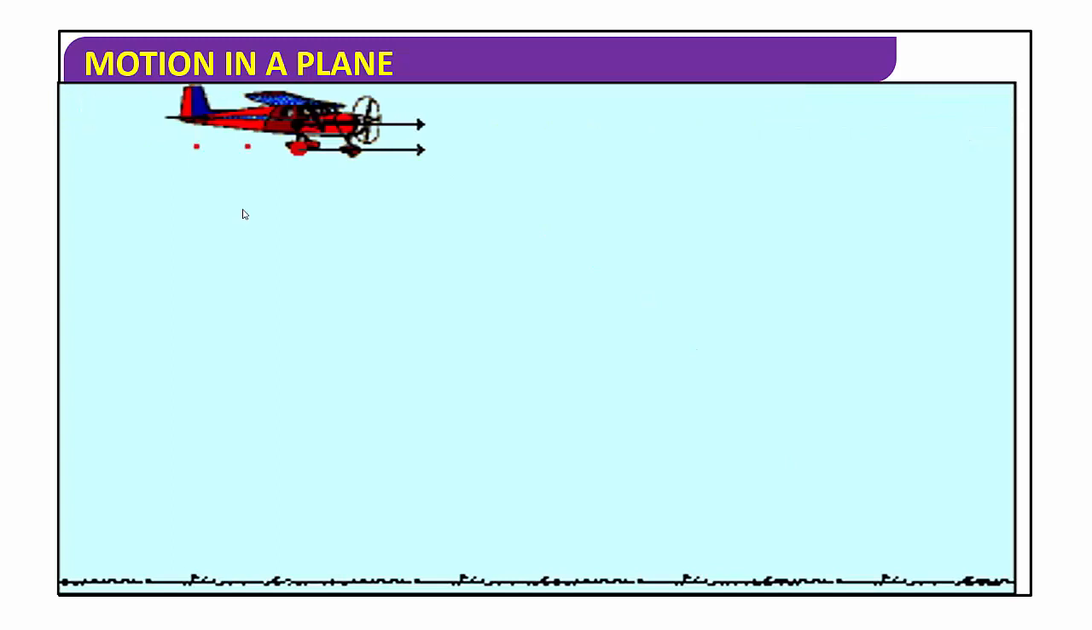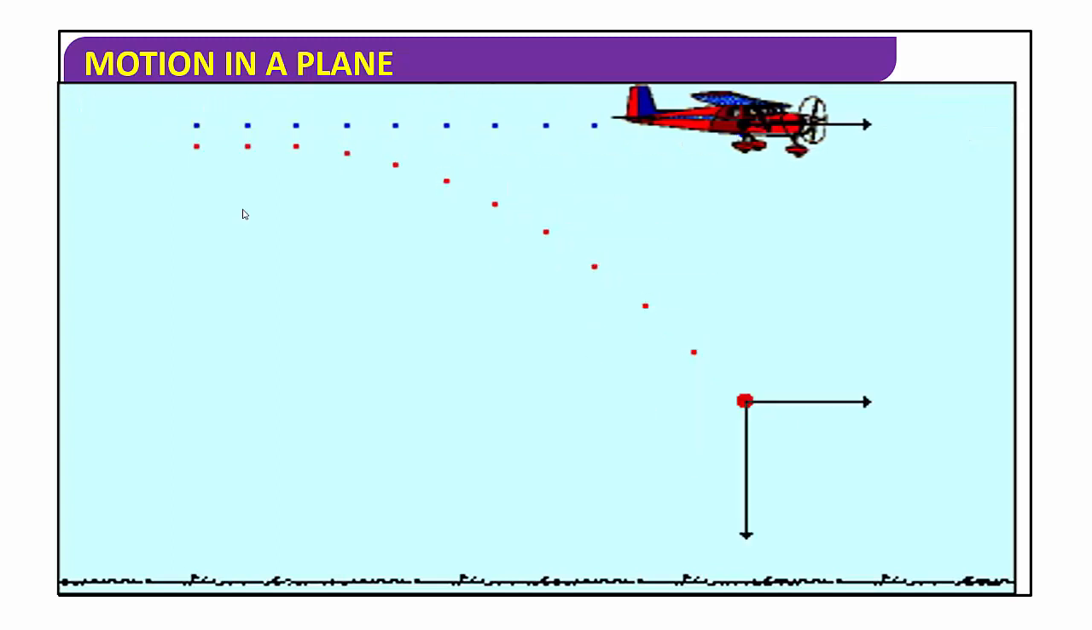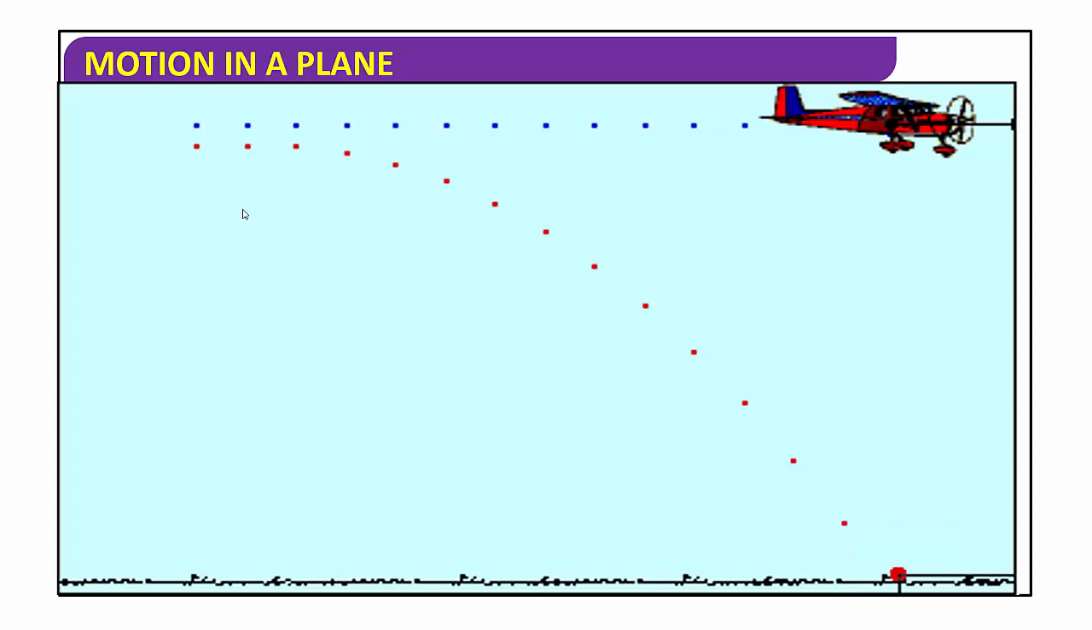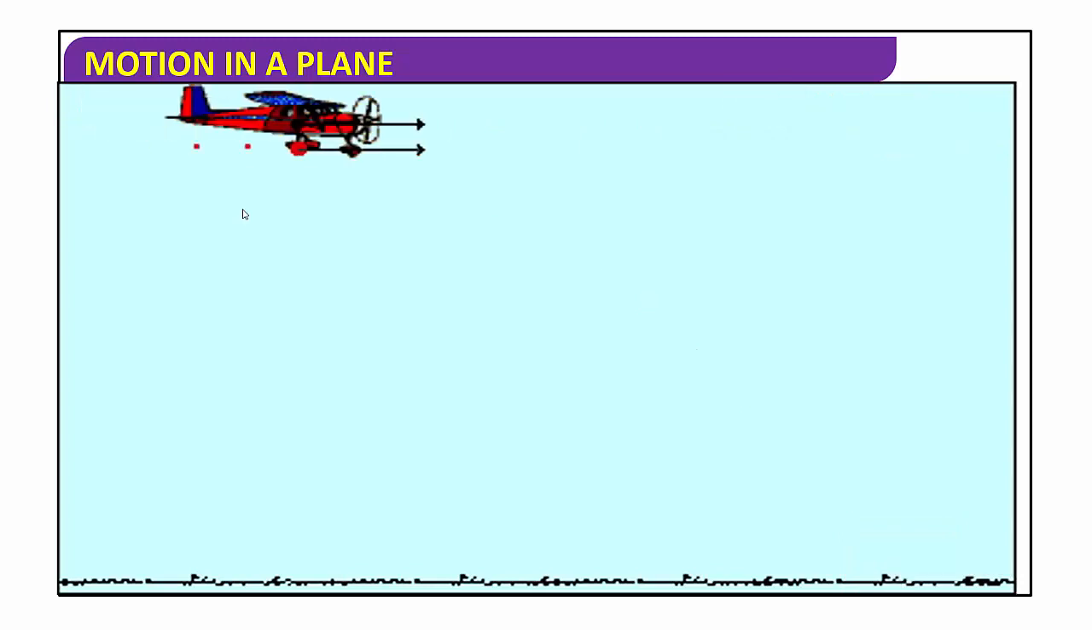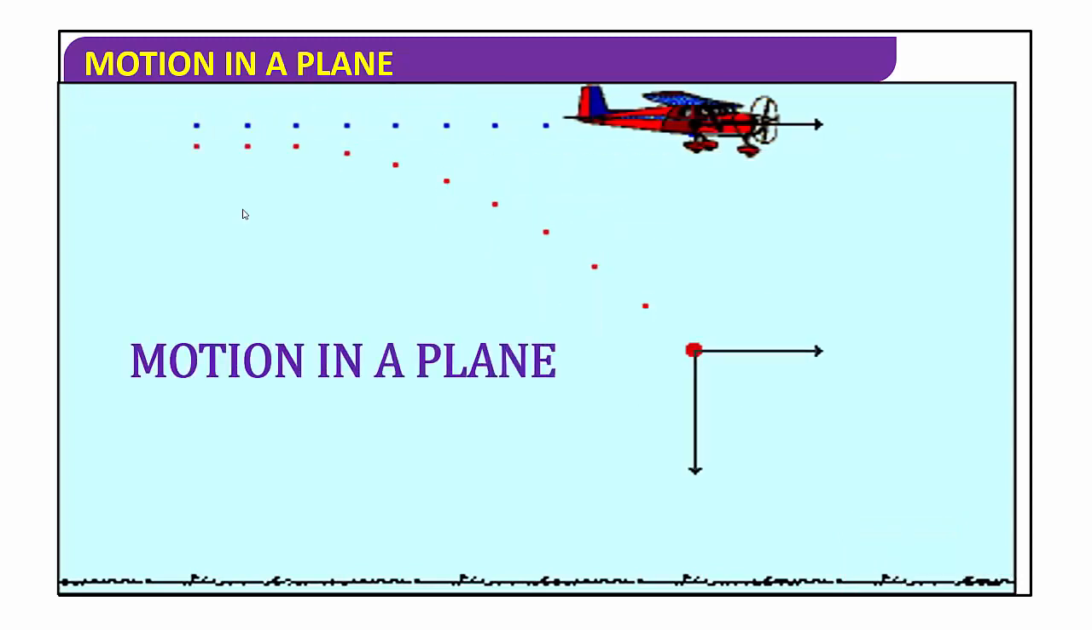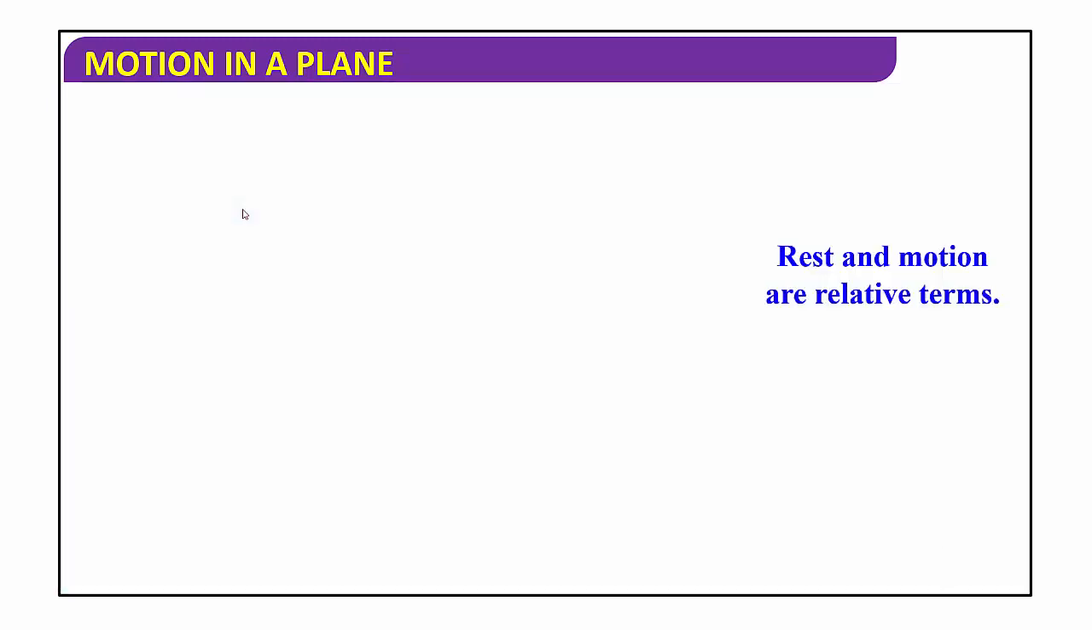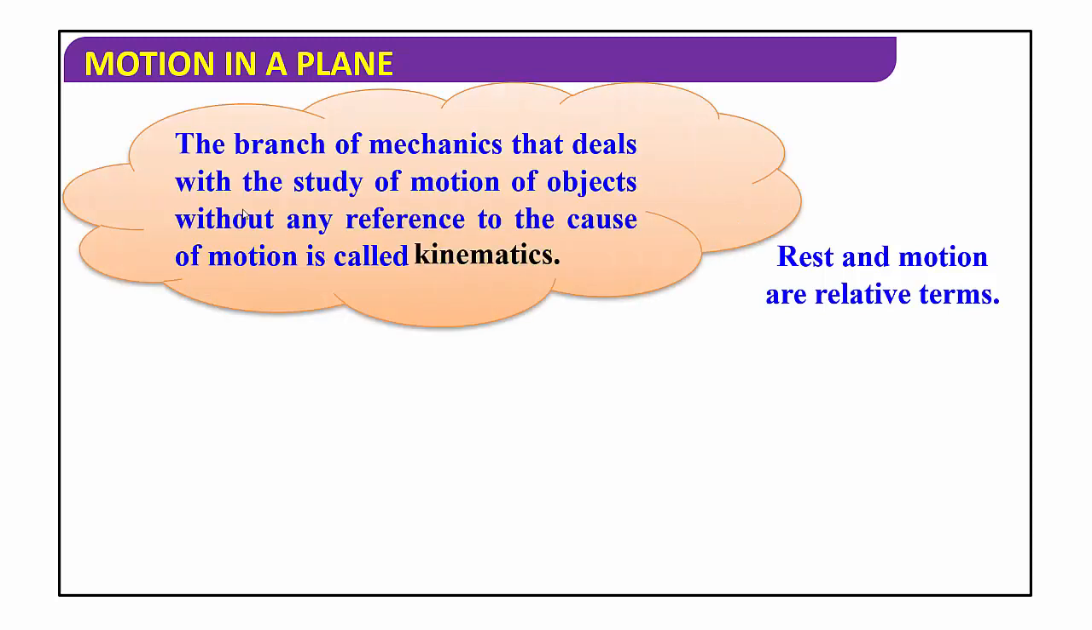You can observe in this picture the aeroplane is moving in space. So how is it moving? It is moving in two dimensions, right? So this is motion in a plane. Rest and motion are relative terms. Yes, we studied kinetics in the branch of mechanics.